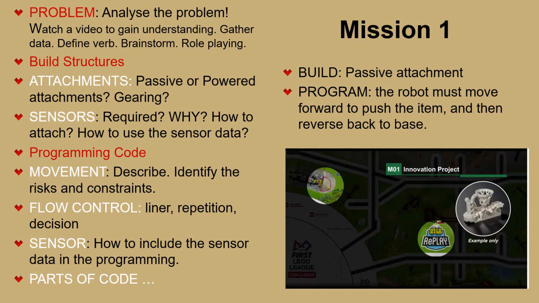In terms of attachments, we'll need a passive attachment because we have to push something. Sensors, I don't think we need too many sensors, because what are we going to use the sensor data for? Is it going to be more efficient in your programming? The programming itself is describe the movement. The robot must start in base, go forward, leave something behind, and then come back. All right. And then flow control. Is that linear, repetition, or decision? It's just plain linear. And then the sensor, how to include the sensor data in the programming, that you need to consider.